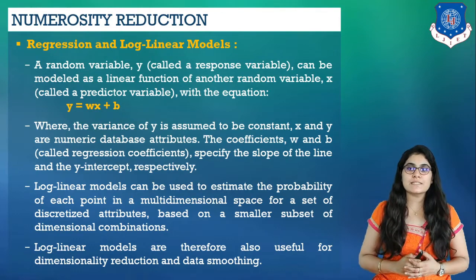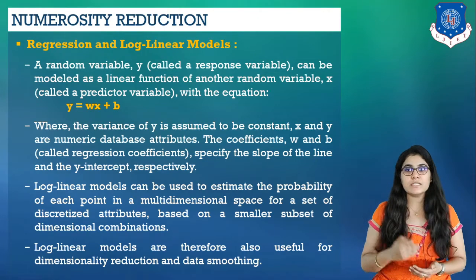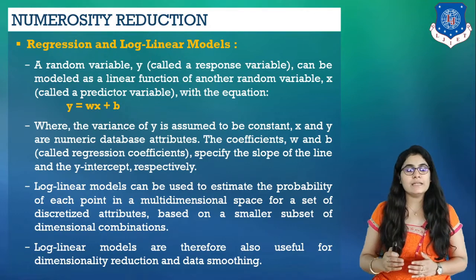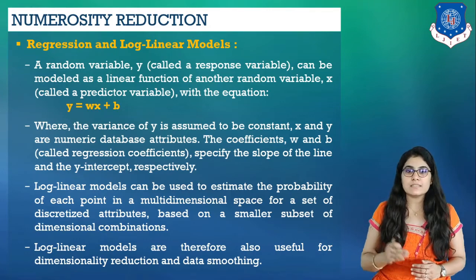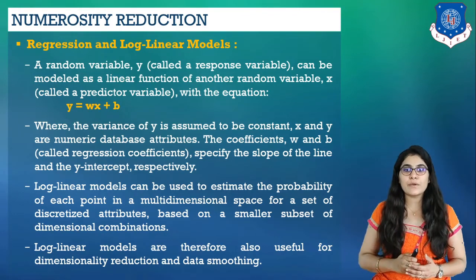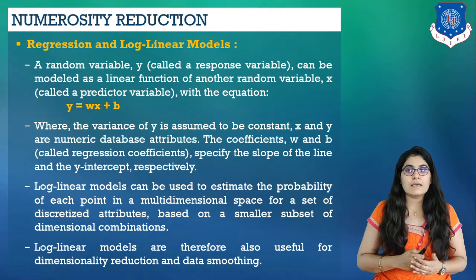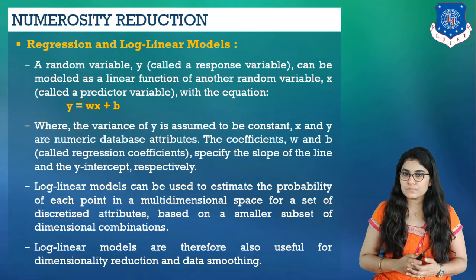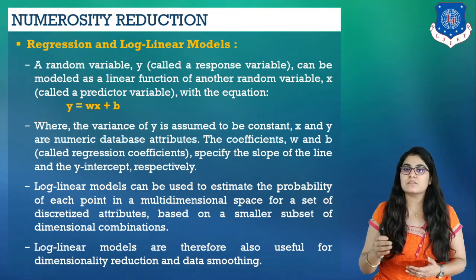Regression and log linear models can be used to approximate the given data. In linear regression, the data are modeled to fit a straight line. For example, a random variable, say y, which is called a response variable, can be modeled as a linear function of another random variable, say x, which is called a predictor variable, with the equation y equals wx plus b, where the variance of y is assumed to be constant. x and y are numeric database attributes. The coefficients w and b, which are called regression coefficients, specify the slope of the line and the y-intercept respectively.